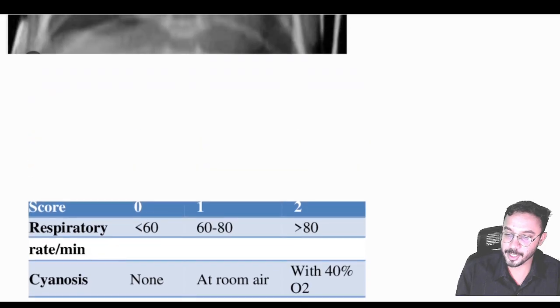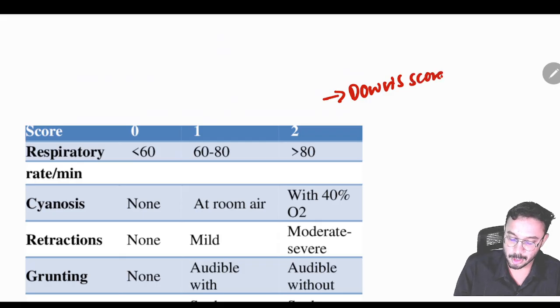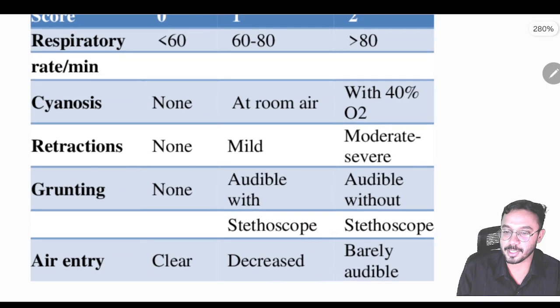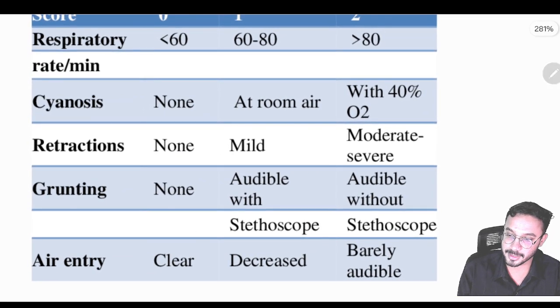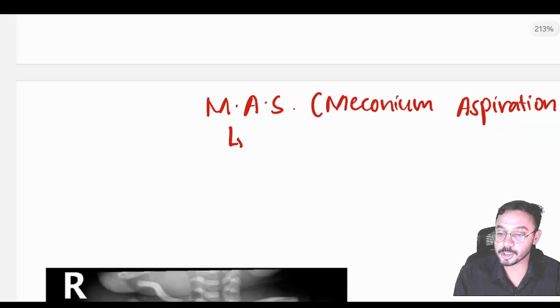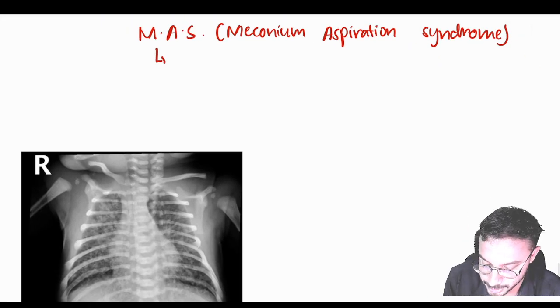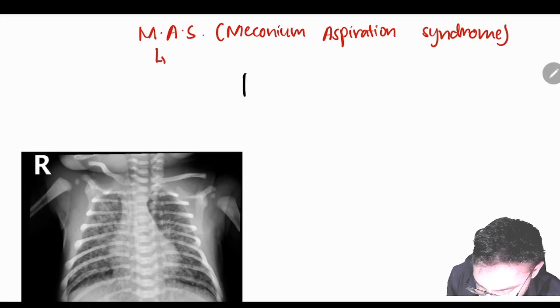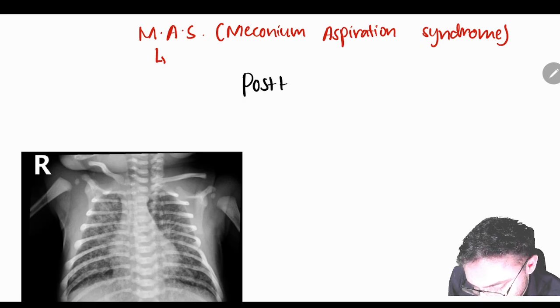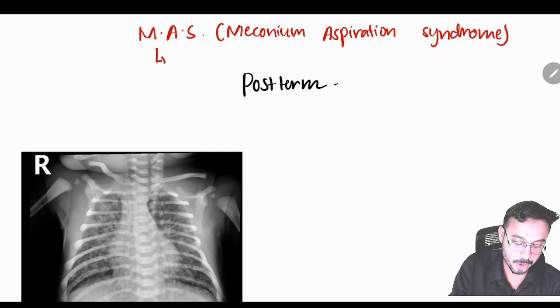In term neonates, what score is used? Downey score is used. Please go through these parameters: cyanosis, respiratory retractions, grunting, and air entry for the Downey score. And the most common cause of distress in postterm babies is meconium aspiration syndrome.